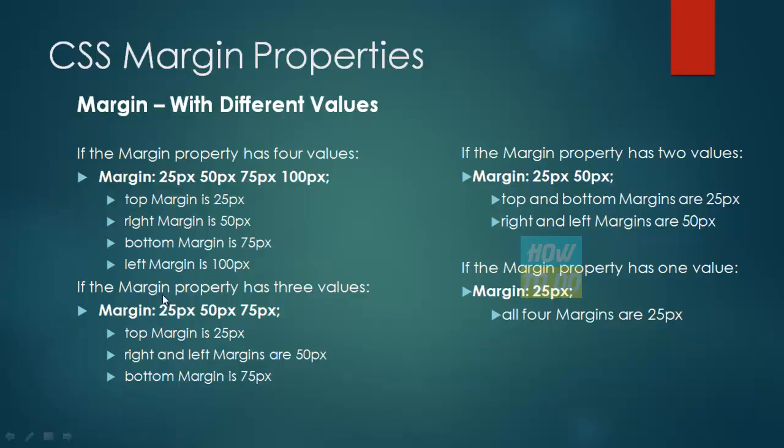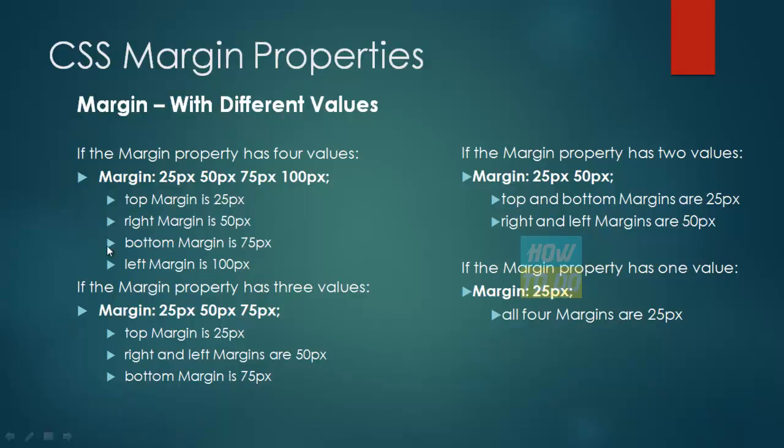And if you are trying to give the input with 3 values, that means top margin is 25 pixels, right and left margins are 50 pixels, and bottom is 75 pixels. That means top is taking 25, and 50 for both the right side and left side, and 75 would be the bottom one. And if you are giving 2, that means top and bottom are 25, right and left are 50. And if you are giving only 1, that means all the 4 sides will take 25 pixels.